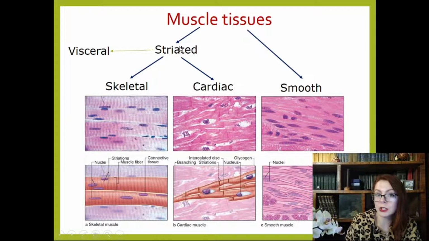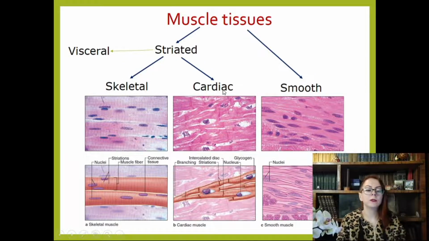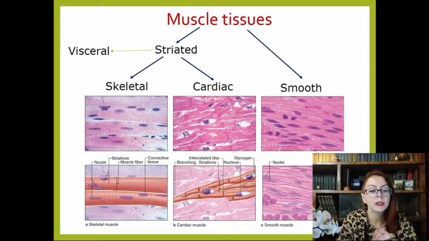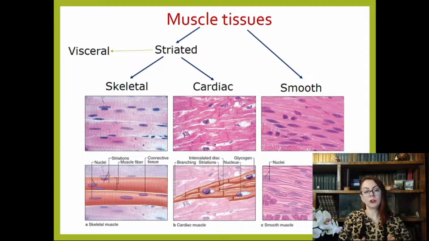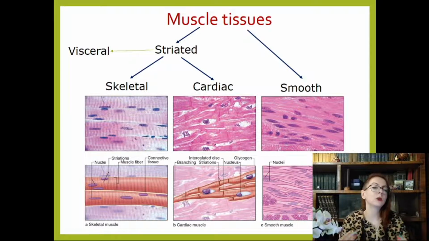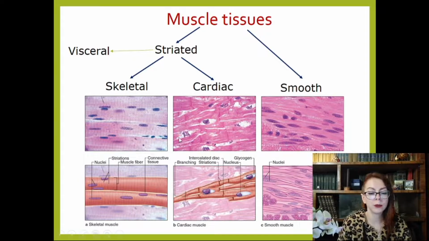Then striated tissue is further divided into skeletal and cardiac, and the difference between them is not only in location but also in the structure and function. And this is one of our primary purposes today, to understand not only their structural features but also the differences, to differentiate them, to distinguish them one from another, those three types.